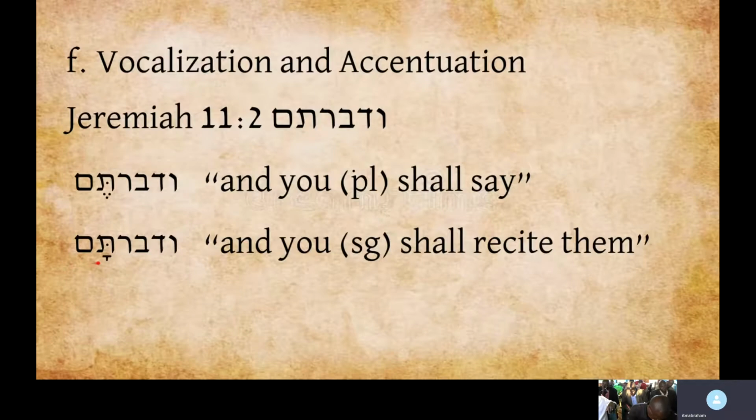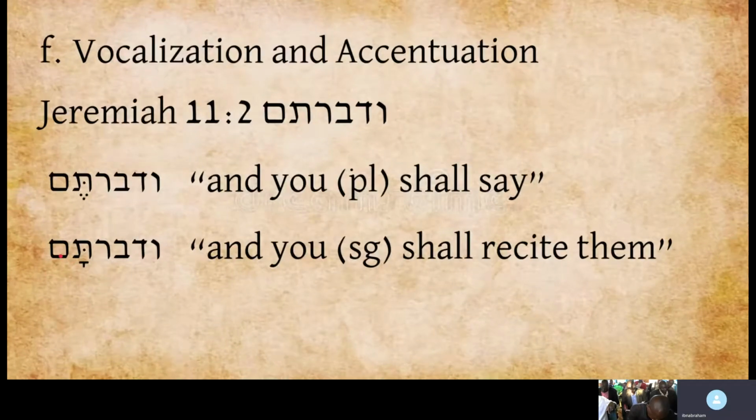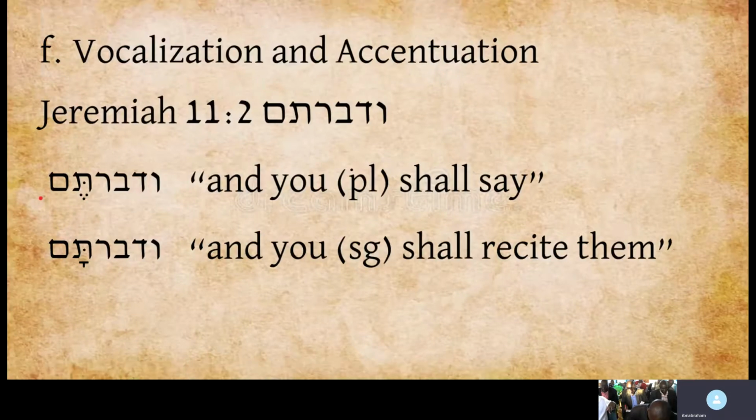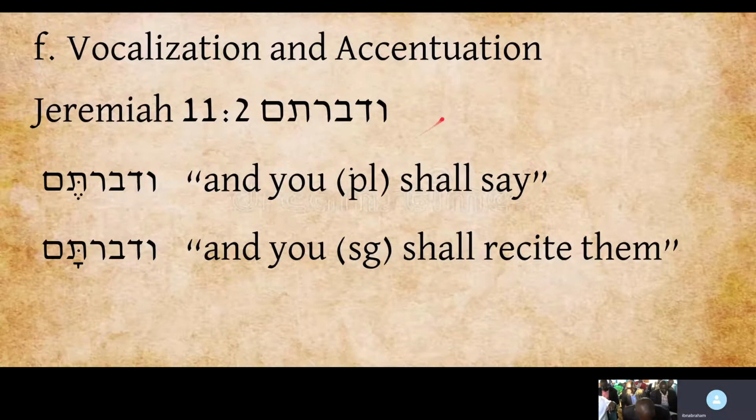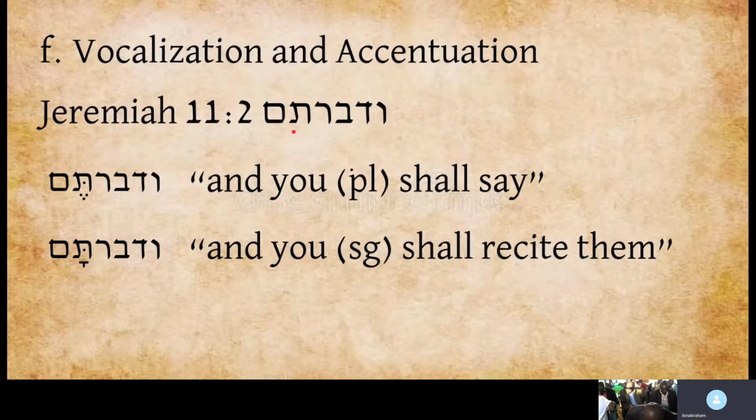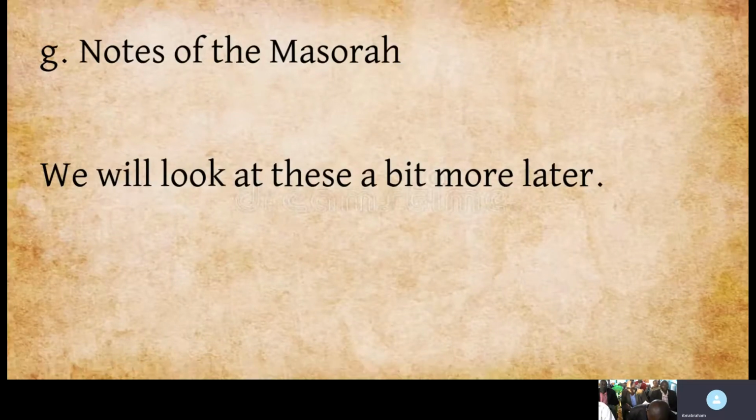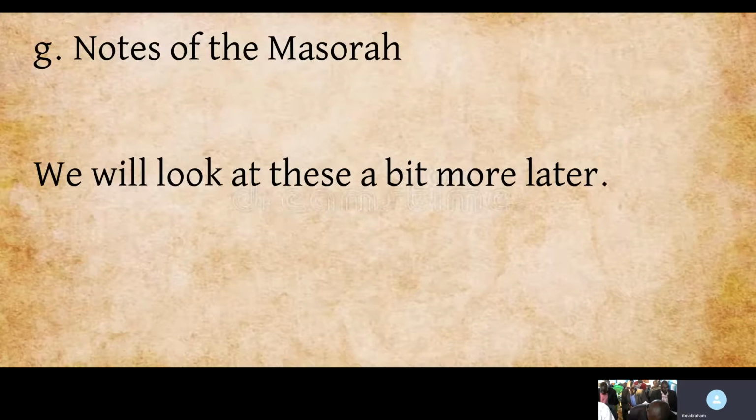This means that it's the object, those things. So it'd be debarta, you spoke, tam, them. Up here, debartem, you will say. But all in all, textually critically, it's the same word either way. Another feature that does not affect the textual base is the notes that are called the Masoretic notes. The Masoretic text is what we're going to be talking about, and we'll look at the Masoretic notes in a little bit.